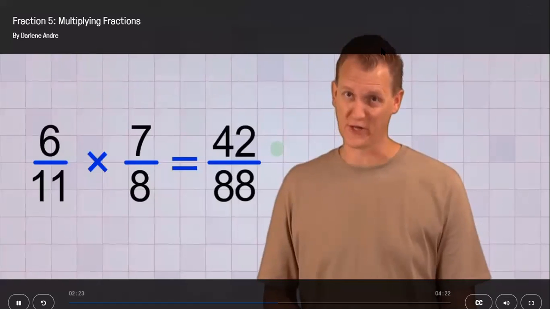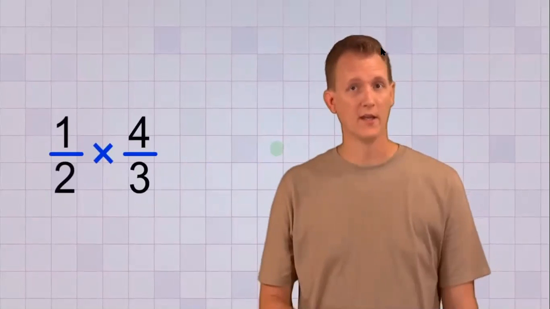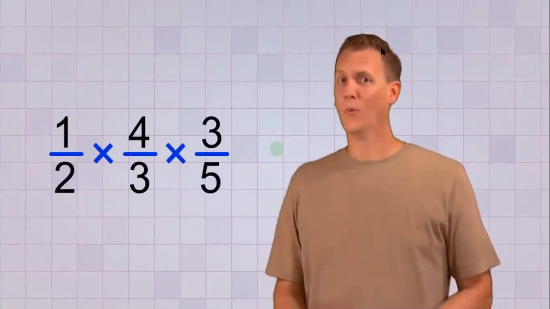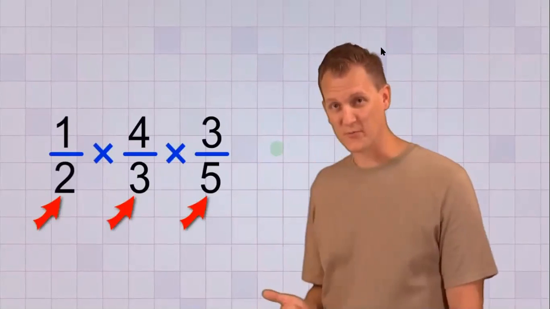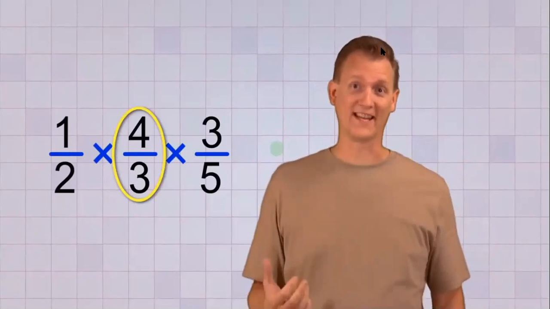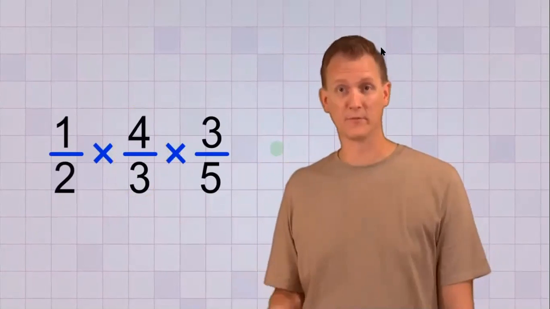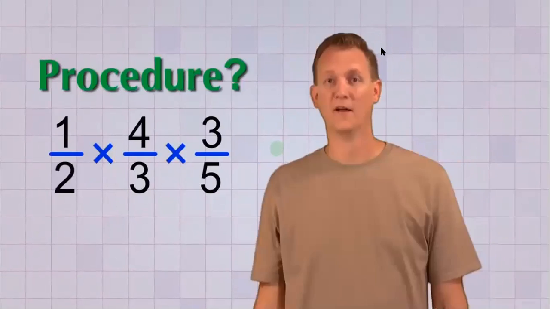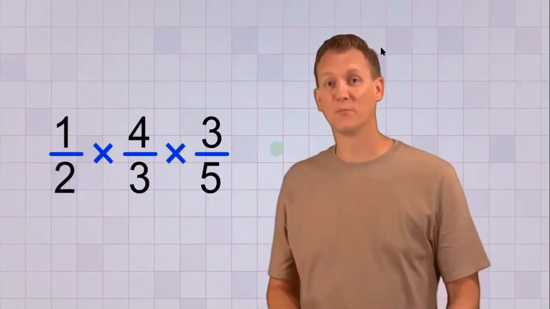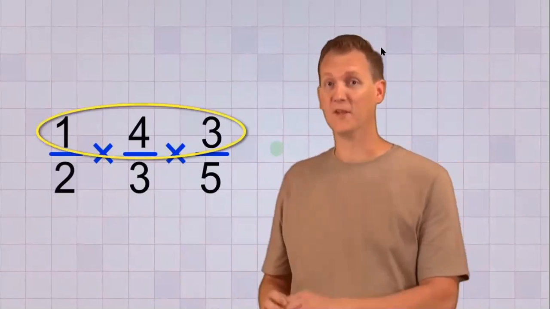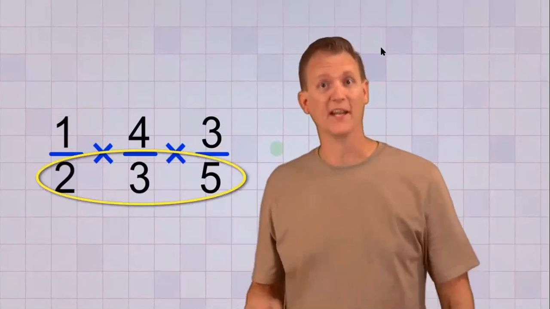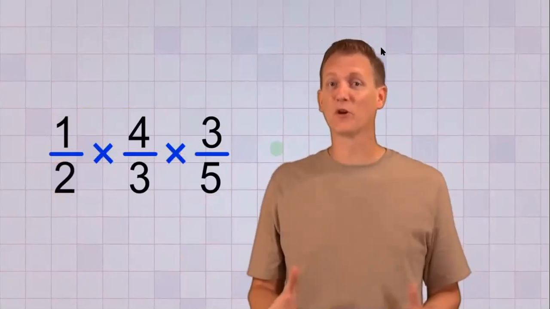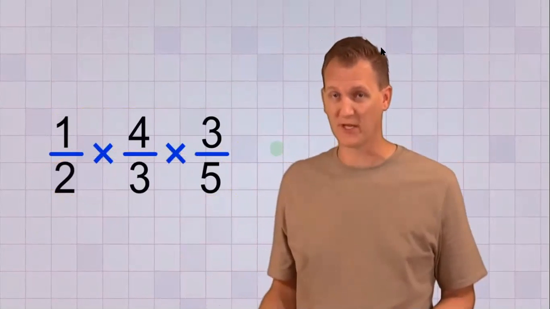Fractions for another video. All right, let's see one last example. Here it is. 1/2 times 4 over 3 times 3 over 5. Wait a minute. This has 3 fractions multiplied together, and the middle one looks like an improper fraction because its top number is bigger than its bottom number. Does our procedure work for this problem too? Yep. All we have to do is multiply all the top numbers together and then multiply all the bottom numbers together, and we'll have our answer. And this will work no matter how many fractions we have to multiply.